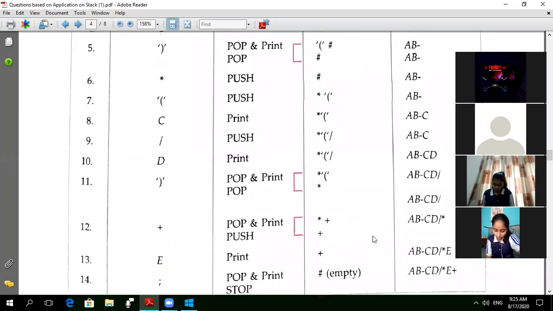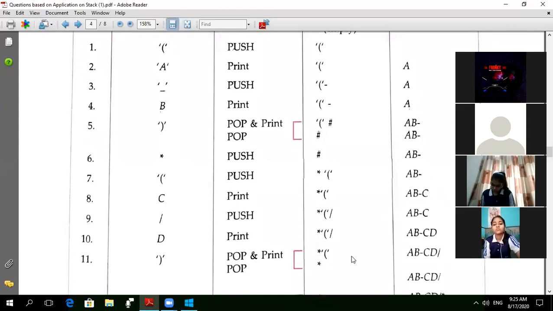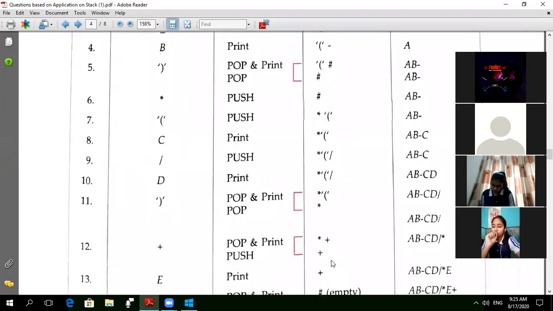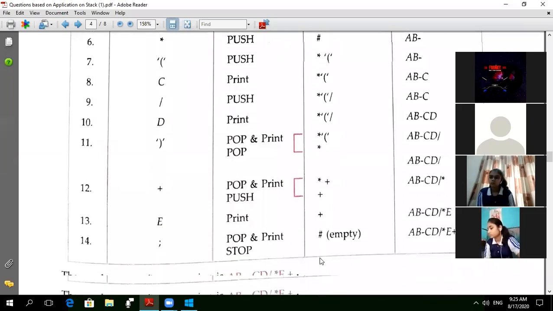After that, listen, we have multiply and plus. Here the precedence or priority of this multiply is more than this plus sign, so multiply will shift to the result, means the output screen. Clear? And in the stack, only the plus sign will be left. Then e will come.